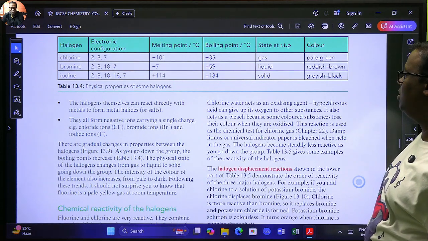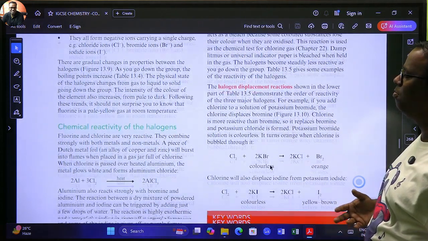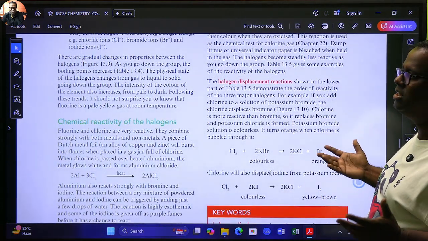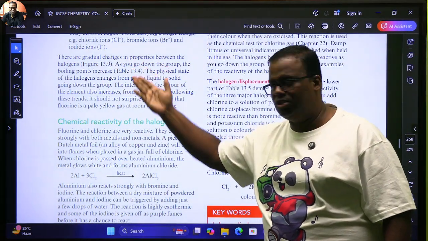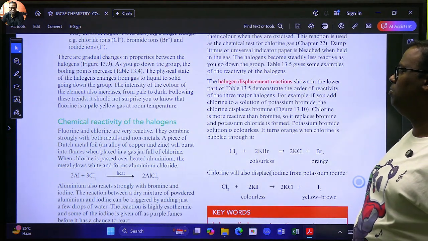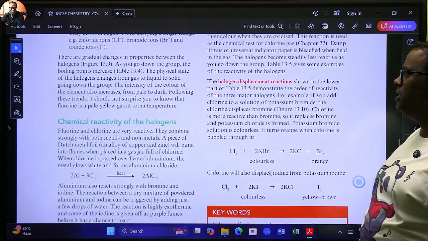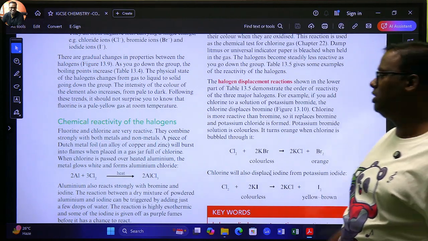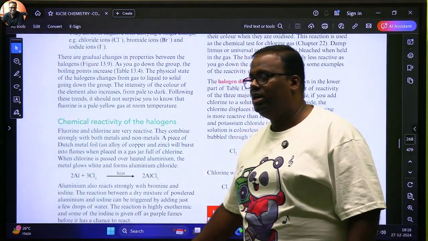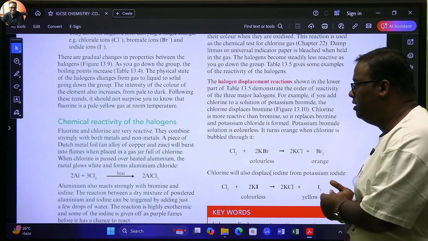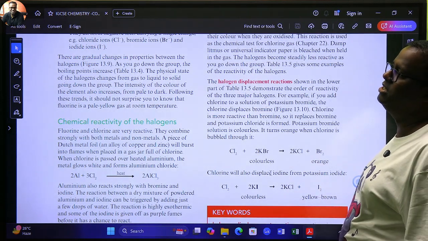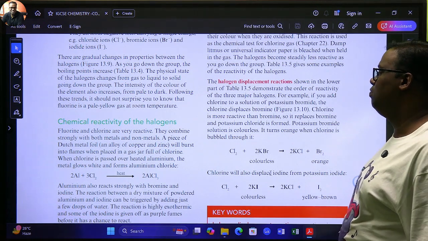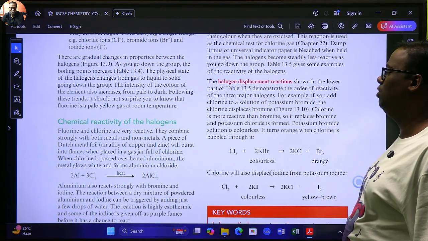Chemical reactivity of halogens. I think you can now predict that in halogens, the reactivity always goes down the group. Fluorine and chlorine are very reactive because they are at the top. They combine strongly with both metals and non-metals. A piece of Dutch metal foil, an alloy of copper and zinc. Let's write this also: Dutch metal foil is an alloy of copper and zinc. They will burst into flame if placed in a glass jar full of chlorine.